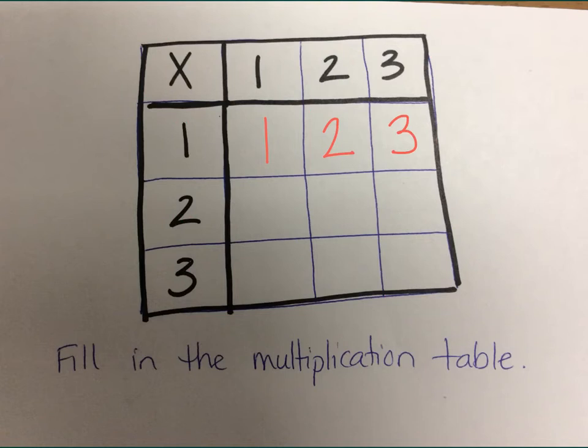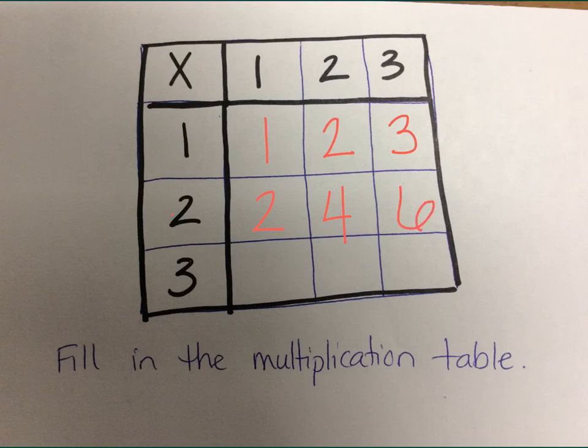If I go down to the next row, here I just look again at my row and my column. This tells me I'm going to multiply 2 times 1. I know that 2 times 1 is 2. When I move over to my next blank square, this one right here, again I look at row 2, column 2. So I'm going to multiply 2 times 2, which gives me 4. When I move over, again I'm in row 2, but now I'm in column 3. So I'm going to multiply 2 times 3, which gives me 6.